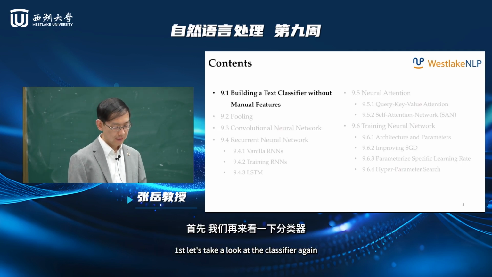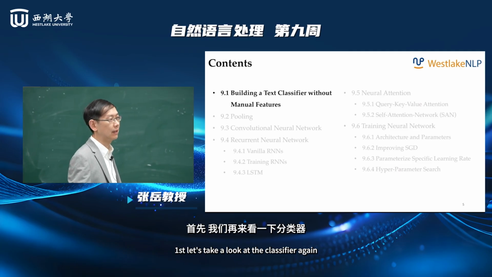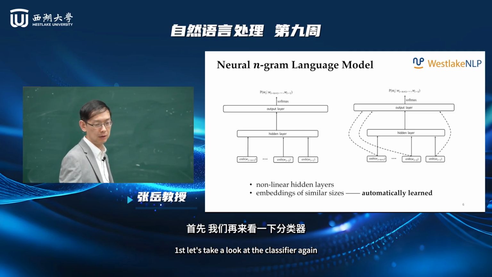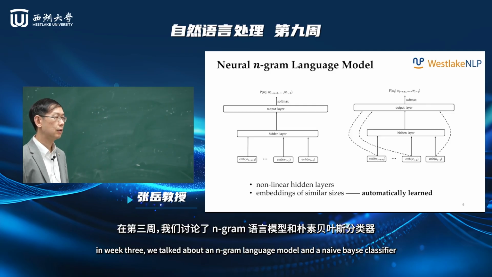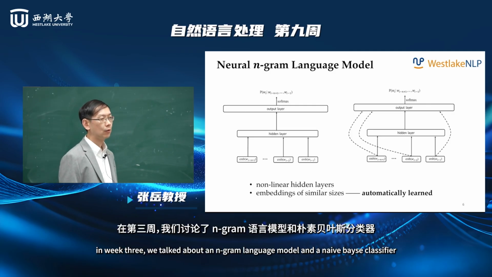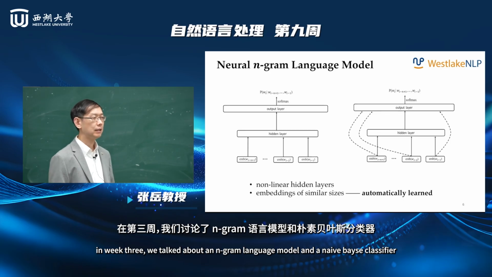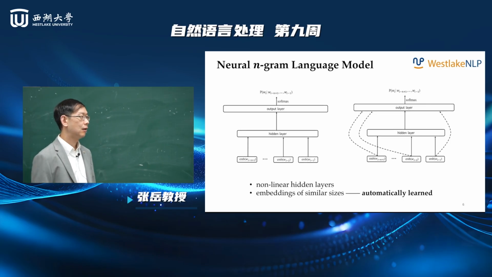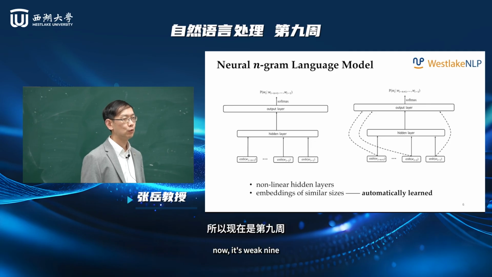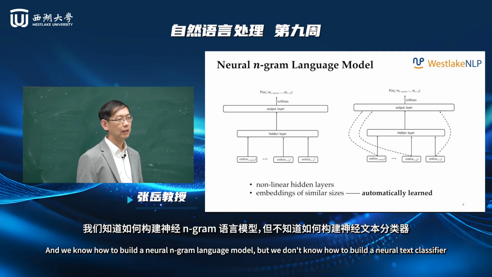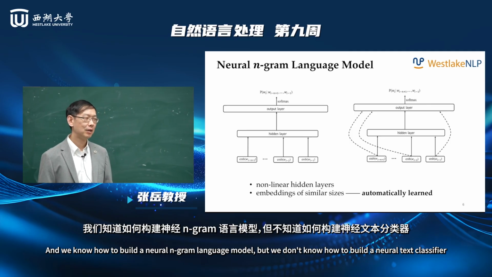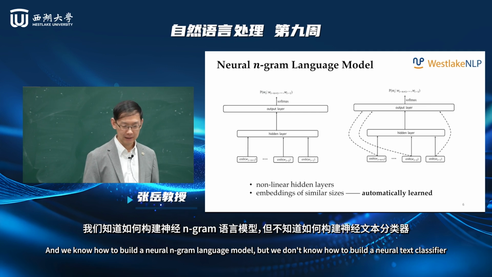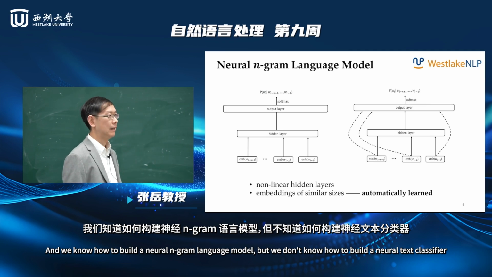So first, let's take a look at the classifier again. In week 3, we talked about an n-gram language model and a naive Bayes classifier. Now it's week 9, and we know how to build a neural n-gram language model. But we don't know how to build a neural text classifier yet.